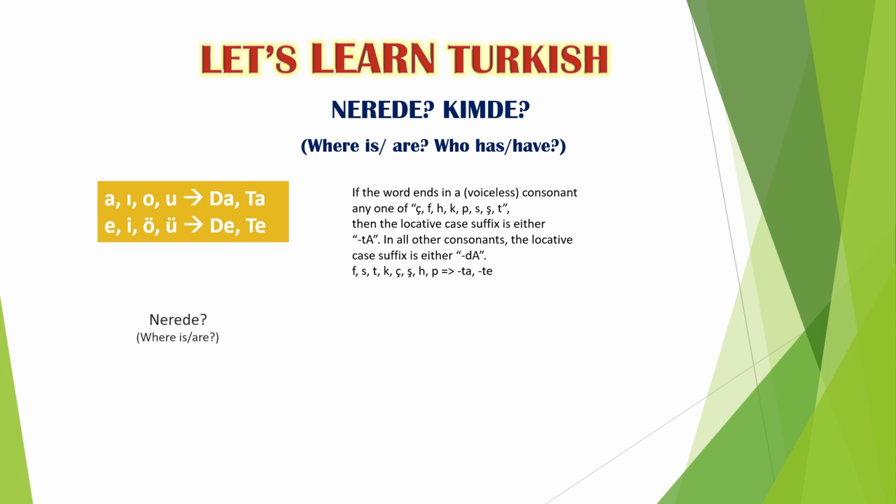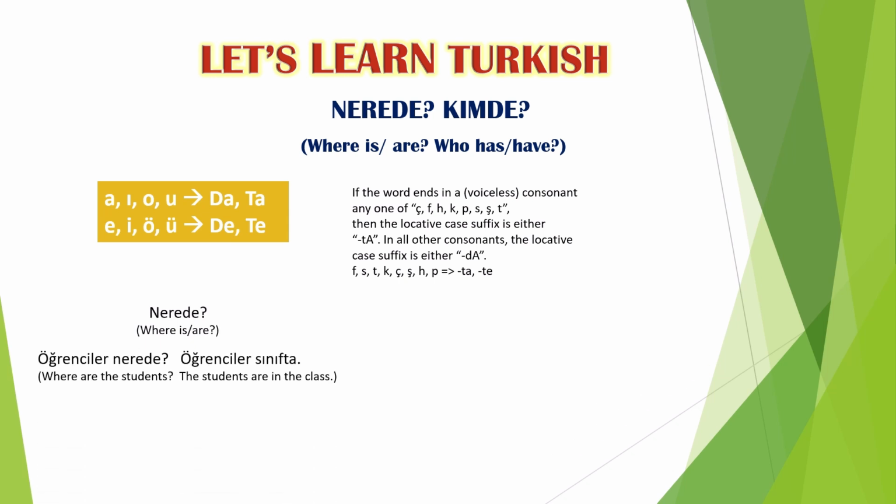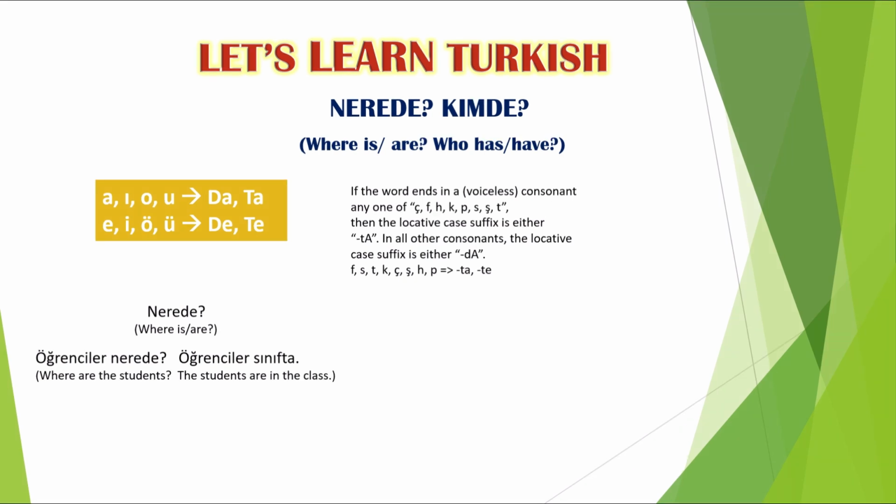Let's see some examples. Let's start with the question nerede? Öğrenciler nerede? Where are the students? Öğrenciler sınıfta. Students are in the class. Sınıf shows the exact location of the students. Sınıf finishes with the consonant f and its last syllable contains the vowel ı. So consequently, sınıf is going to take the locative case suffix ta and it becomes sınıfta.